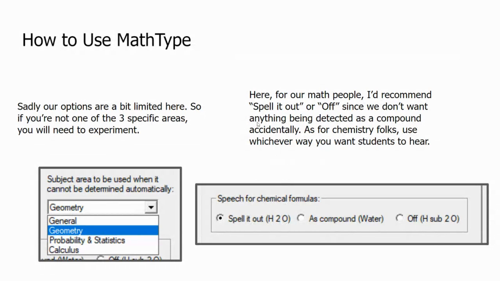And then on the other part, I recommend for our math department people to spell it out or off, since we don't want anything being tagged as, like, a chemical compound, when we need variables or shapes, or just in general, and make sure it reads out every single thing. And for any chemistry folks here, it's just kind of whatever you want your students to hear. Basically, if you want them to read H2O as water, then yeah.